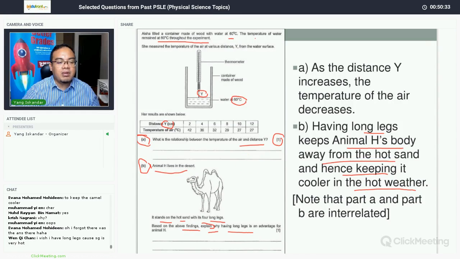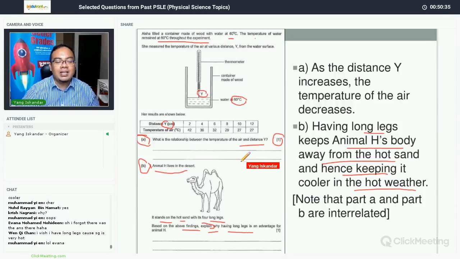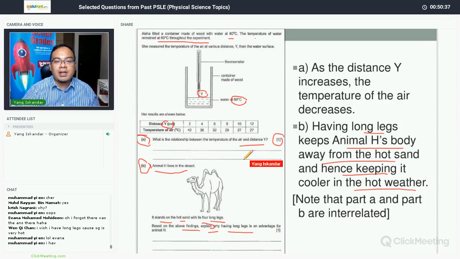Wenchi says, I wish I had long legs because Singapore is very hot. Singapore is very hot, you just go into the aircon room, very easy.